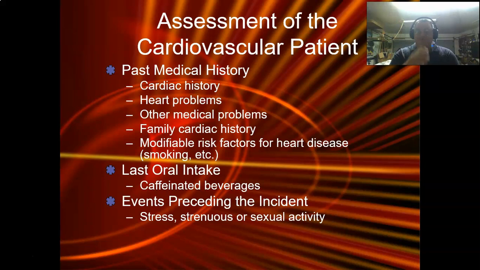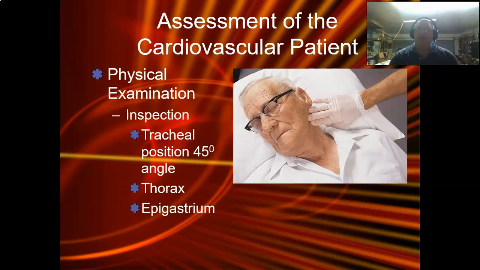Last oral intake, especially caffeinated beverages. Guys, I've seen people drink Bangs and energy drinks to the point where they actually go into supraventricular tachycardia. Yes, it can happen, okay? And then events preceding the incident, any type of stress, strenuous activity, sexual activity actually. Yeah, that's right, you got to be healthy enough to do that.